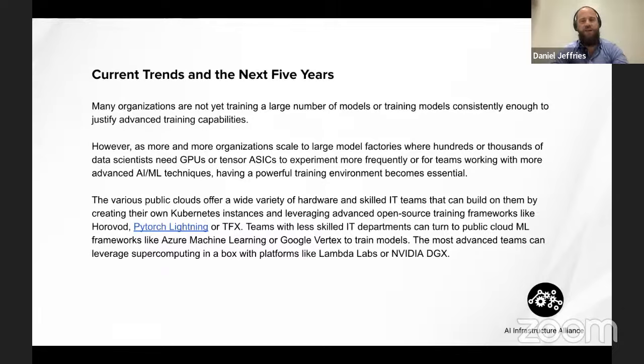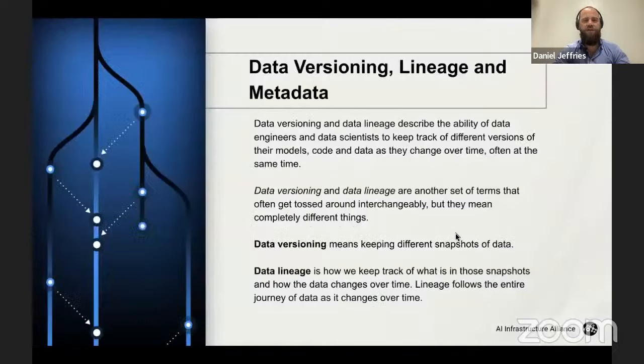There are a lot of frameworks out there. There's PyTorch Lightning, there's Horovod, and TFX has fallen off but is starting to be replaced by JAX. There are a lot of skilled IT departments that can utilize frameworks on Azure Machine Learning, Vertex, and Amazon SageMaker, as well as high performance compute teams. Those advanced teams are largely going to leverage either supercomputing in a box like Lambda or their own NVIDIA DGX boxes, or they're going to leverage one of the public clouds and have an advanced team work on these things. This is going to be a work in progress over the next 5 years.